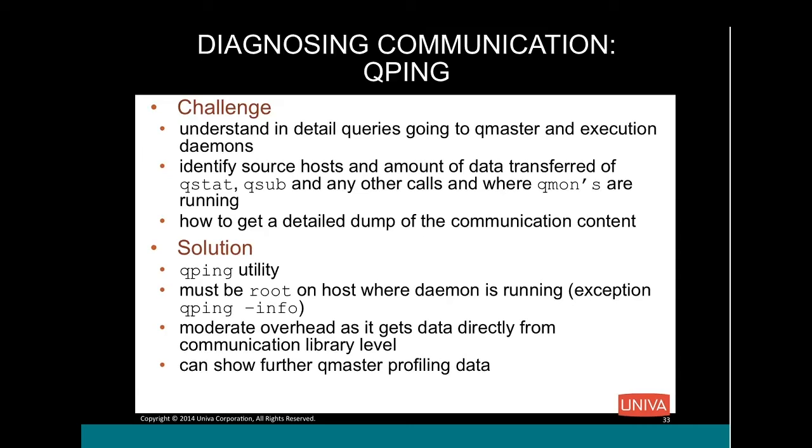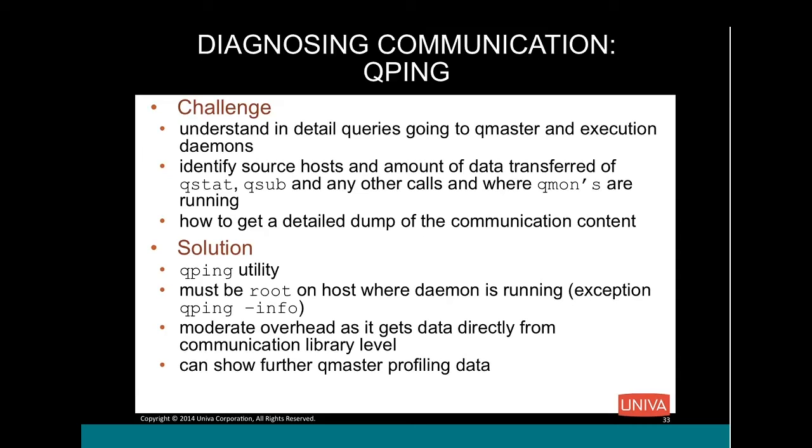In some cases you need to know which host the communication came from, how much data was transferred, and what type of transfer this is. Is it a qstat, a qsub? Where is QMon running? So this is really lower-level protocol and communications information about the entire Grid Engine system. You could even get a detailed dump of the communication content. Naturally, that could be very large.